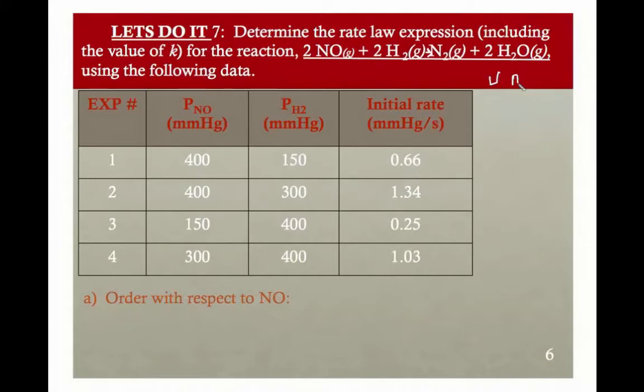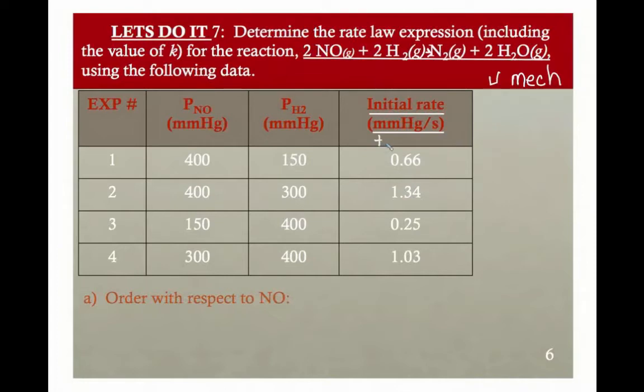Or you're looking at already a list, that mechanism of elementary steps. So the fact you're looking at a mechanism would give that away. Now, in this case, the problem very clearly states that we're measuring initial rates. We're measuring them in millimeters of mercury per second.